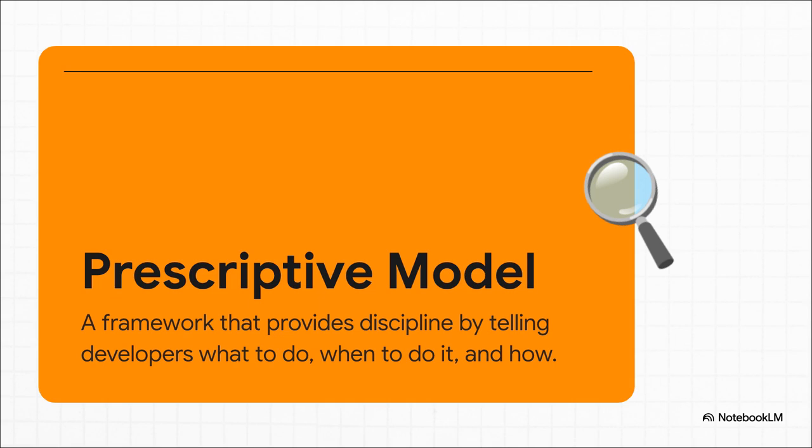That is exactly where a prescriptive process model comes in. It's essentially a strict framework. It provides absolute discipline by acting as your ultimate instruction manual. It tells developers exactly what to do, when to do it, and precisely how to do it. Without this kind of rigid discipline, delivering reliable software and keeping any kind of quality control is virtually impossible.